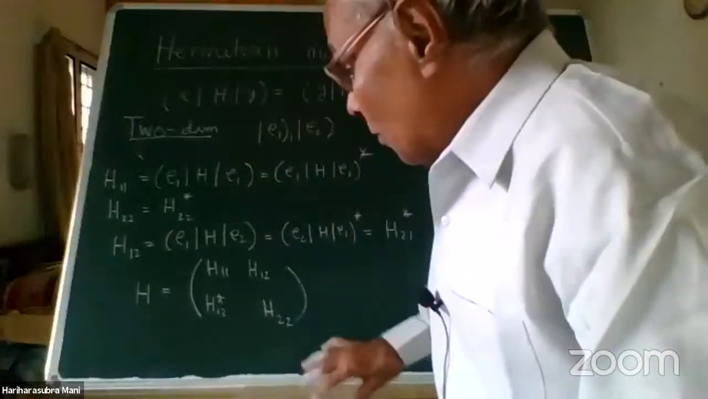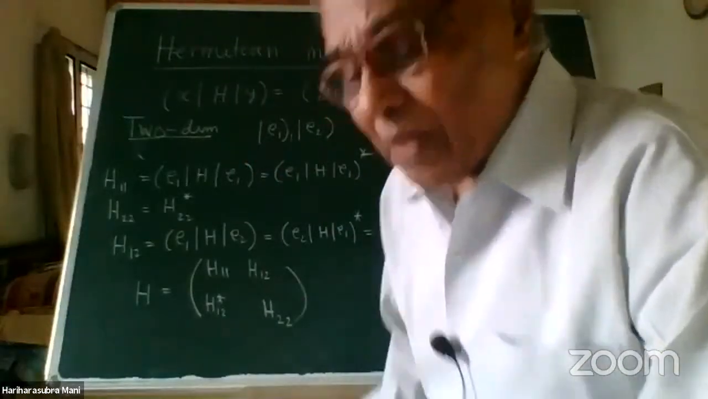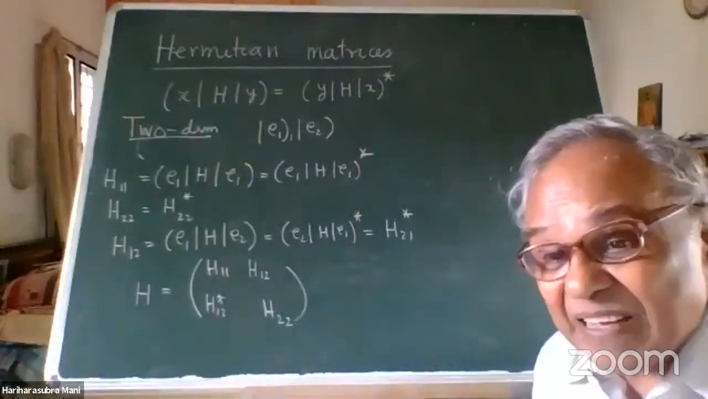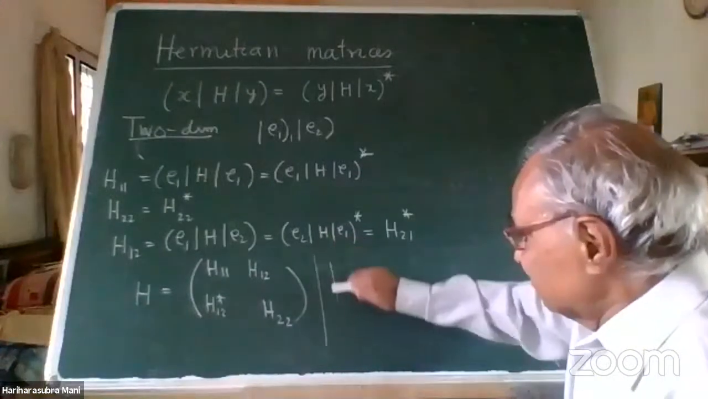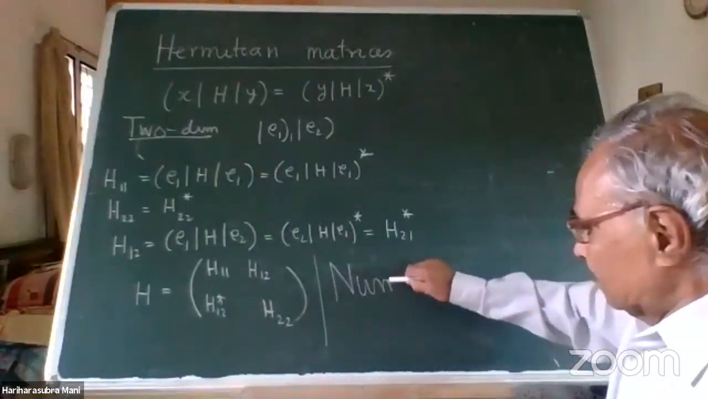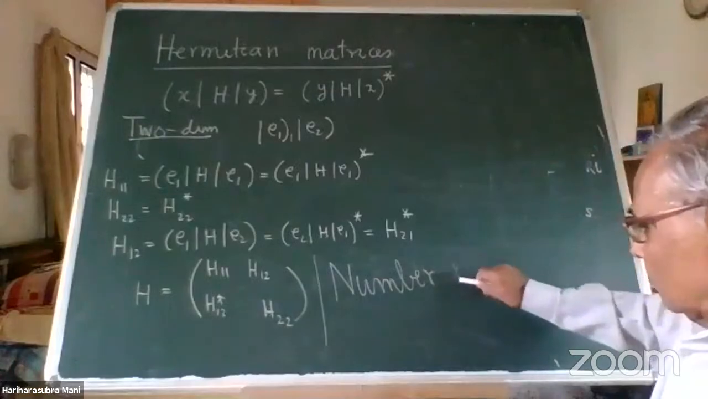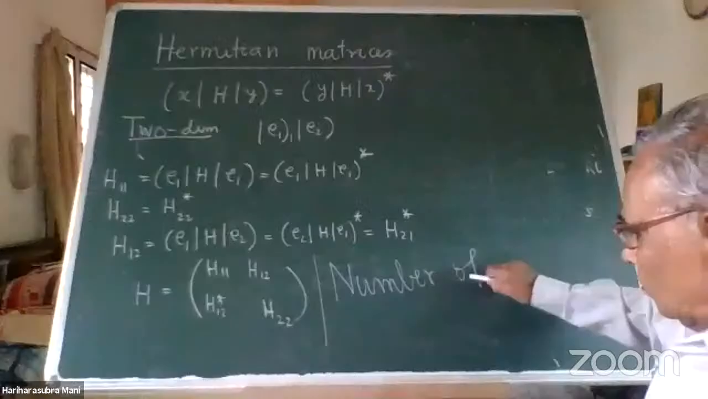Yes, Professor. I think there's no question. There's a question. How many independent parameters does a 2x2 Hermitian matrix have? Real parameters. Participants, please unmute your mic and convey the answer, please. How many?